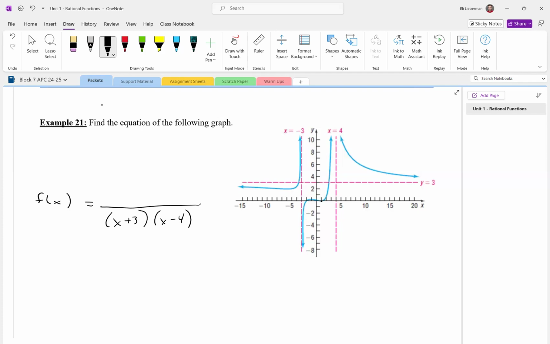Okay. I need something else. X minus 4 squared. Is this true? Would you please check in with your neighbor? Why would it be x minus 4 squared? Because it's approaching. Show me why. Show me with gestures why it is squared.